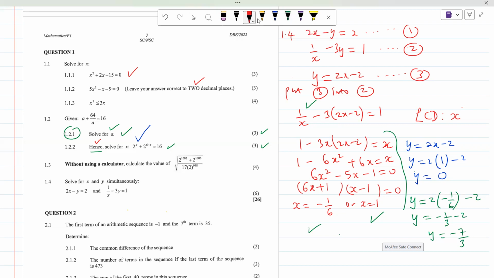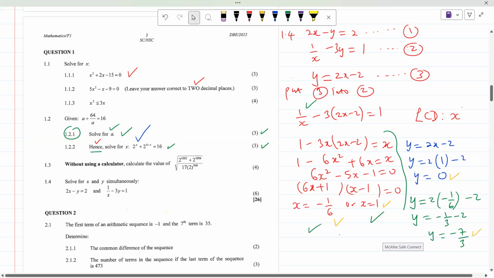So the answers are as follows: you have the minus 1 over 6, you have the 1, you have the 0, and you have the minus 7 over 3. These are the answers that we basically need, and we have solved the simultaneous equations. Right, next question.